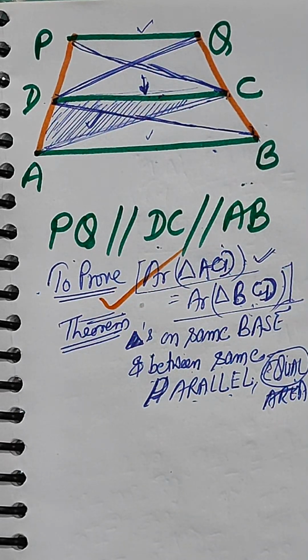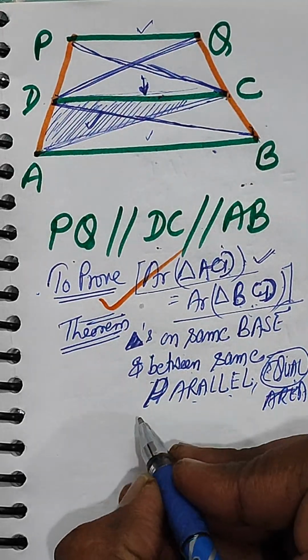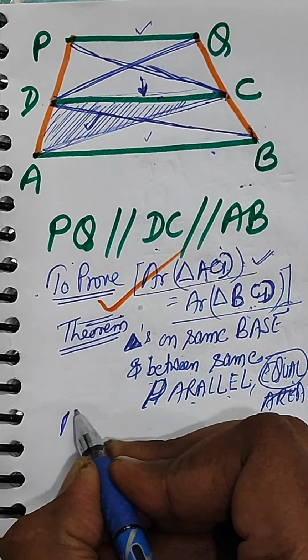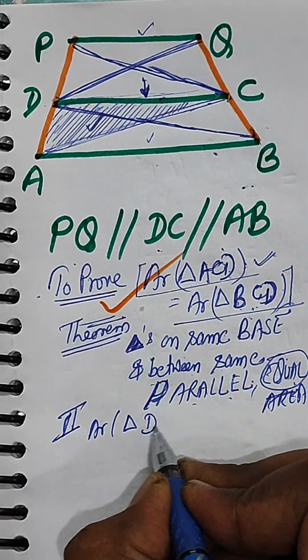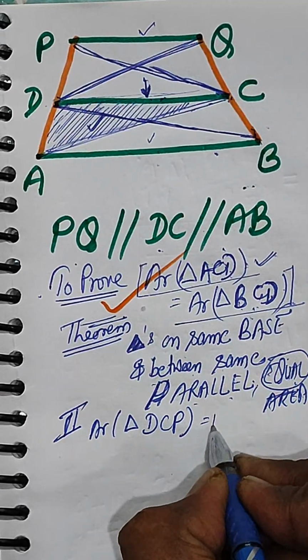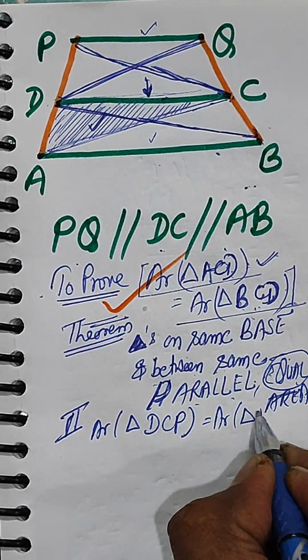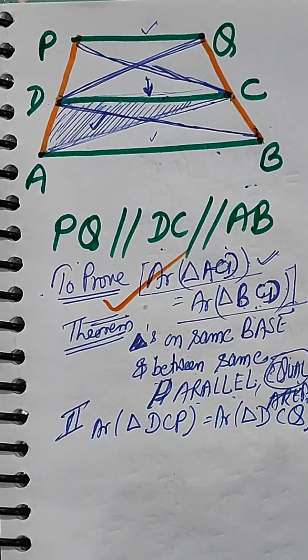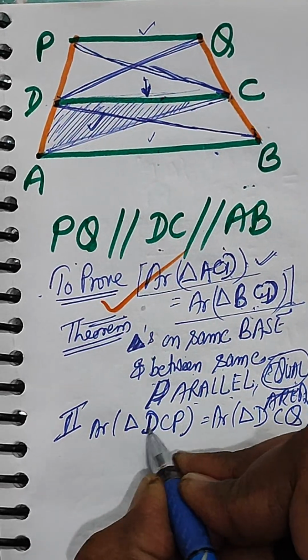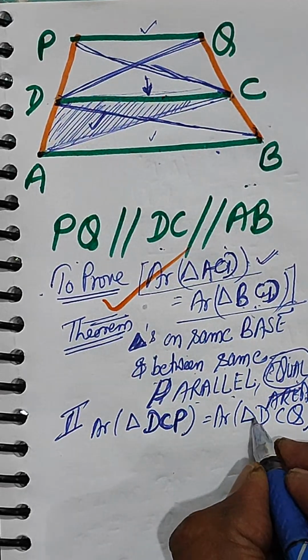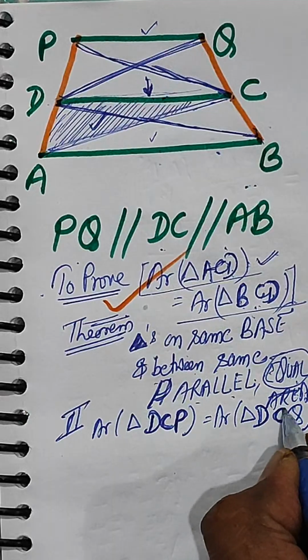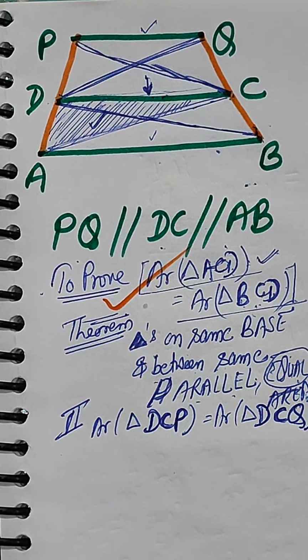Now take the second one. What is that? The second one is triangle DCP and DCQ. So my dear friends, this is the second part. The area of triangle DCP is equal to the area of triangle DCQ. This we need to prove. DCP is equal to DCQ.